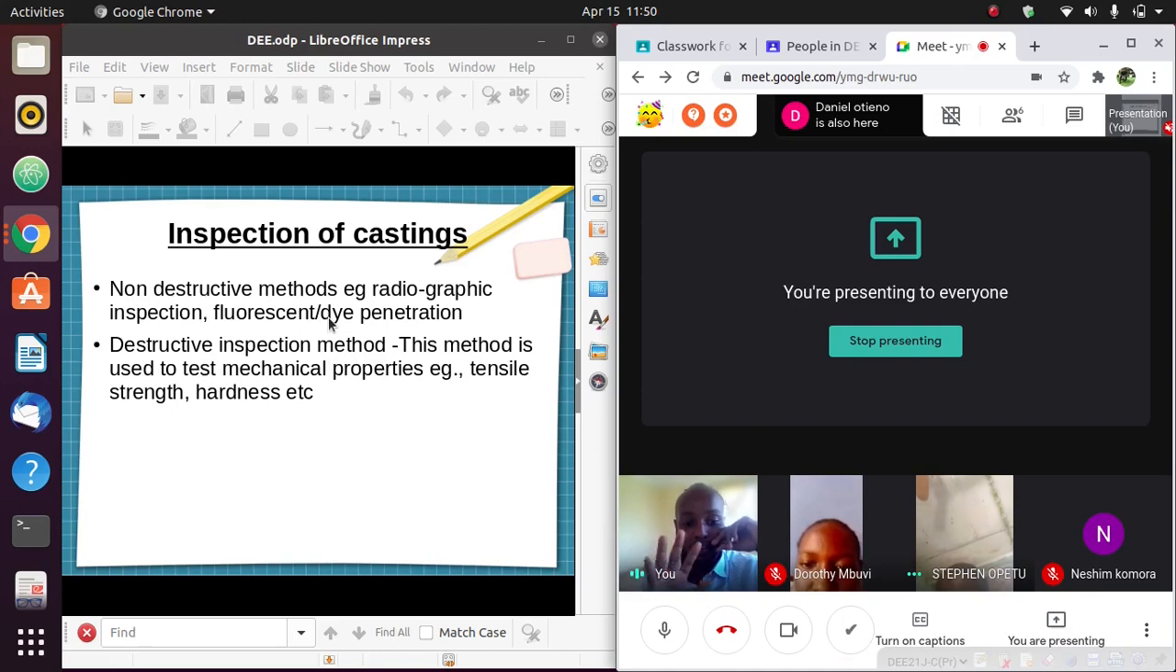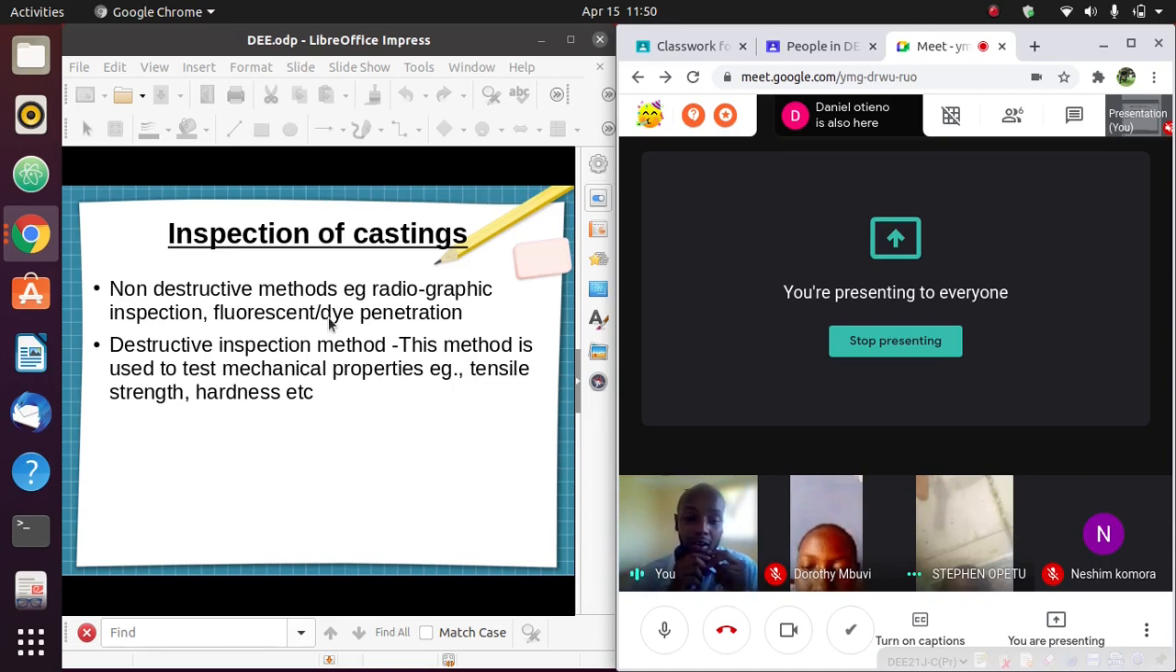Non-destructive, I'm not going to destroy the casting. Mfano ni kama X-ray, the radiographic inspection. I will take my casting, I will send it to a laboratory, ipigwe X-ray, and then we can be able to see the internal structure. If there are internal cracks, we will be able to see. If there are internal stresses, we can be able to see.